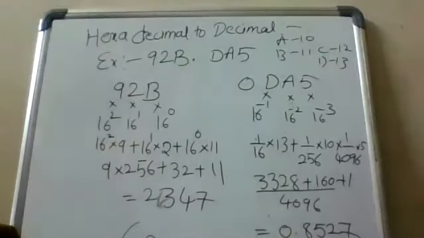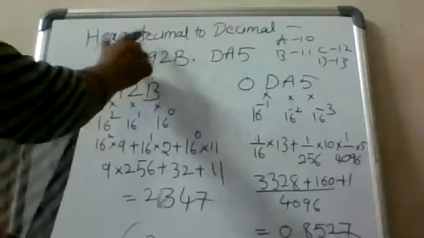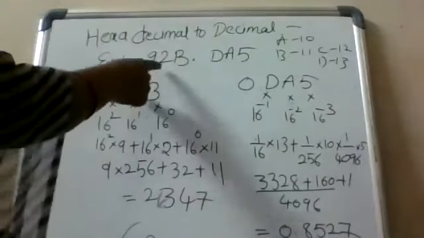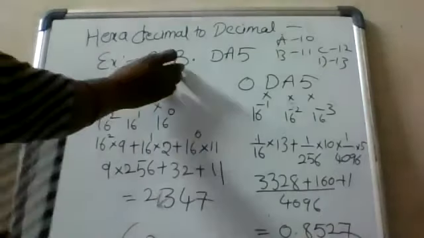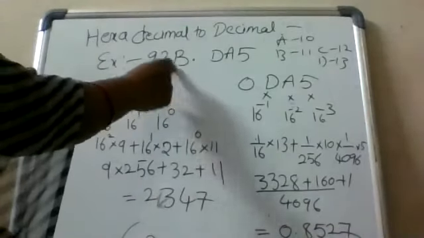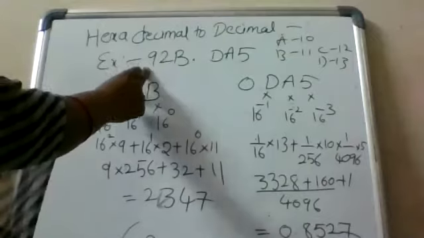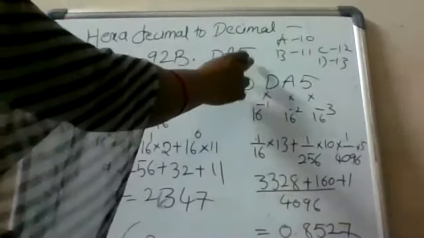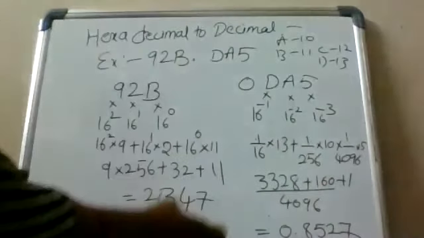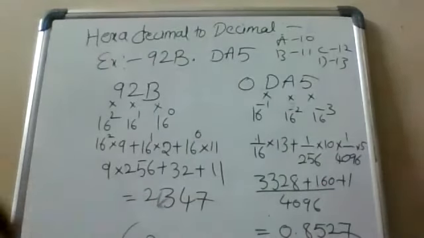This is the hexadecimal to decimal conversion. In hexadecimal to decimal conversion, the given number is multiplied by powers of 16. This part is 16 power 0, 16 power 1, 16 power 2. This part is 16 power minus 1, 16 power minus 2, 16 power minus 3. After that, simplify the values and we get the value. This is the hexadecimal to decimal conversion.